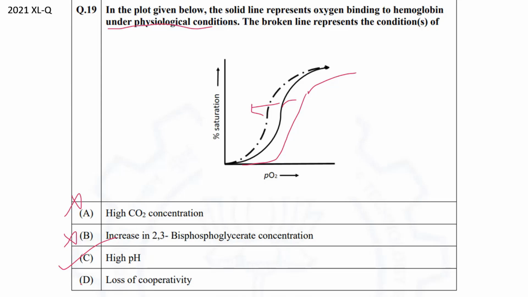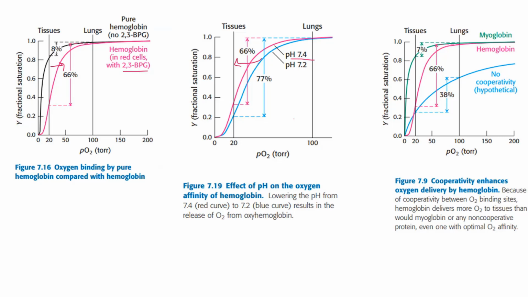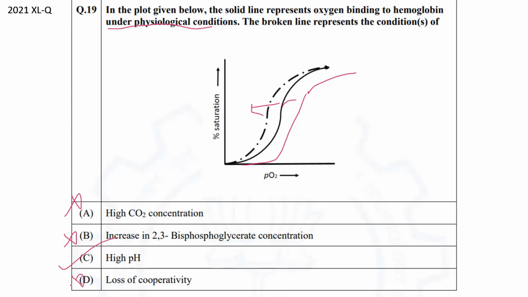We will also see if loss of cooperativity can be the answer. There is myoglobin, there is hemoglobin with cooperativity, and the blue line indicates hemoglobin without cooperativity. Here we can see again the graph is towards the right, so this is also not the right case. So the only condition where the graph shifts towards the left is high pH. So this would be the answer.